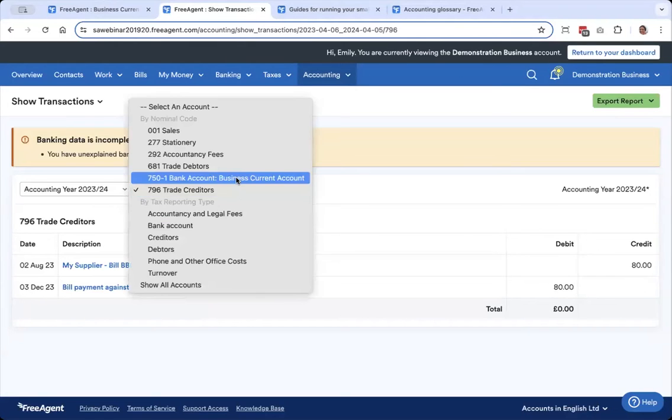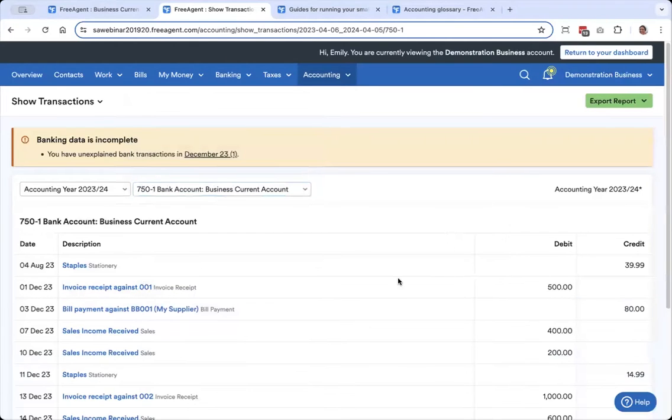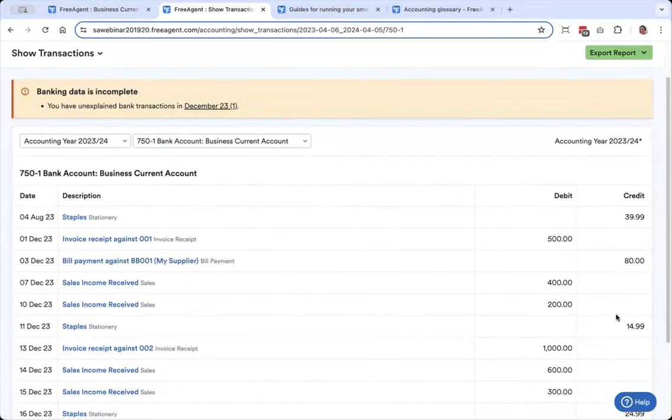The opposite side of that entry, it's going to be my bank account. There it is. What I'm saying there is I want to reduce the amount that's in my bank account. I've got less money in my bank account now than I did have before, because I've now paid my accountant.